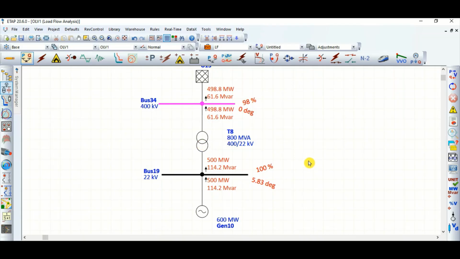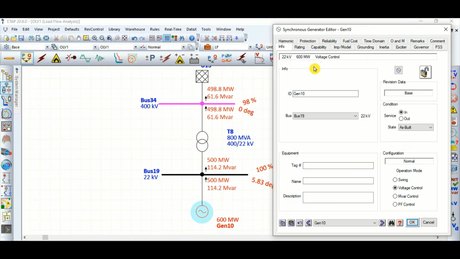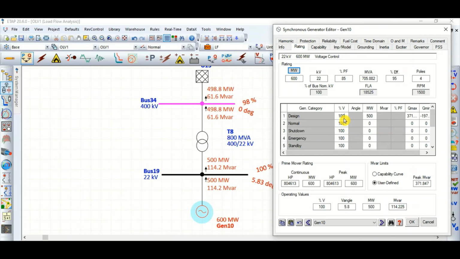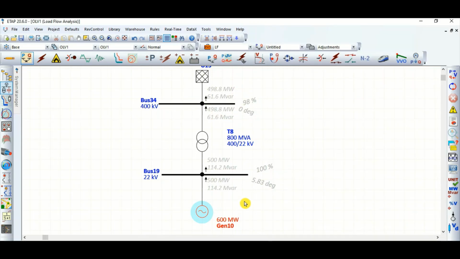And there is another factor we can consider, that is the generator terminal voltage. So let's say we have defined the generator terminal voltage to be maintained at 100%. If we want to maintain this generator terminal voltage at 102 percent, then what will happen, we'll see. So now it is 114.2 Mvar. Let's run this. Yes, now it is increased to 217.5 Mvar. Why? Just to maintain the generator terminal voltage at 102 percent instead of 100%. So the reactive power generated by this generator is 217.5 Mvar.